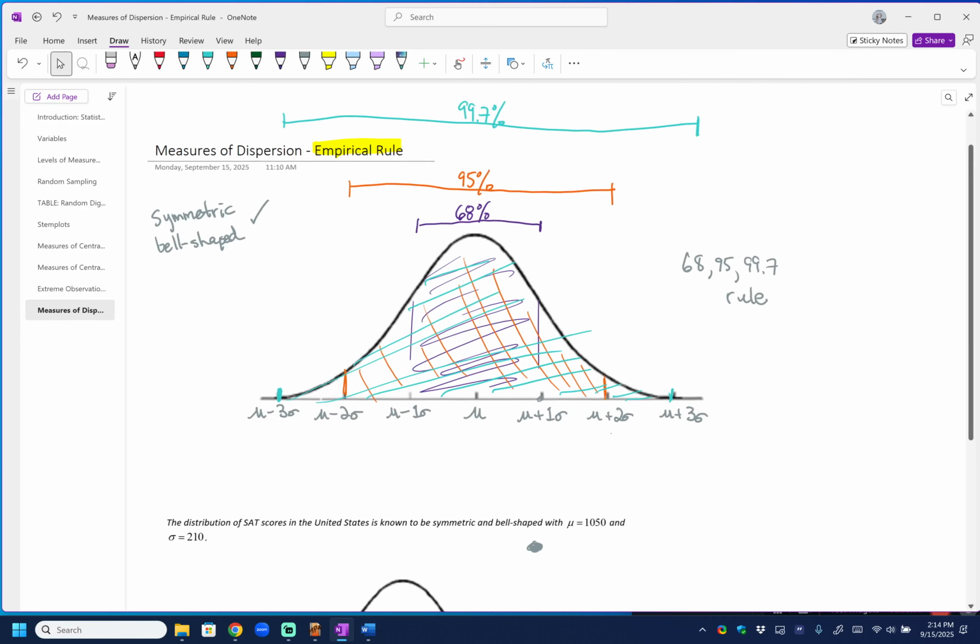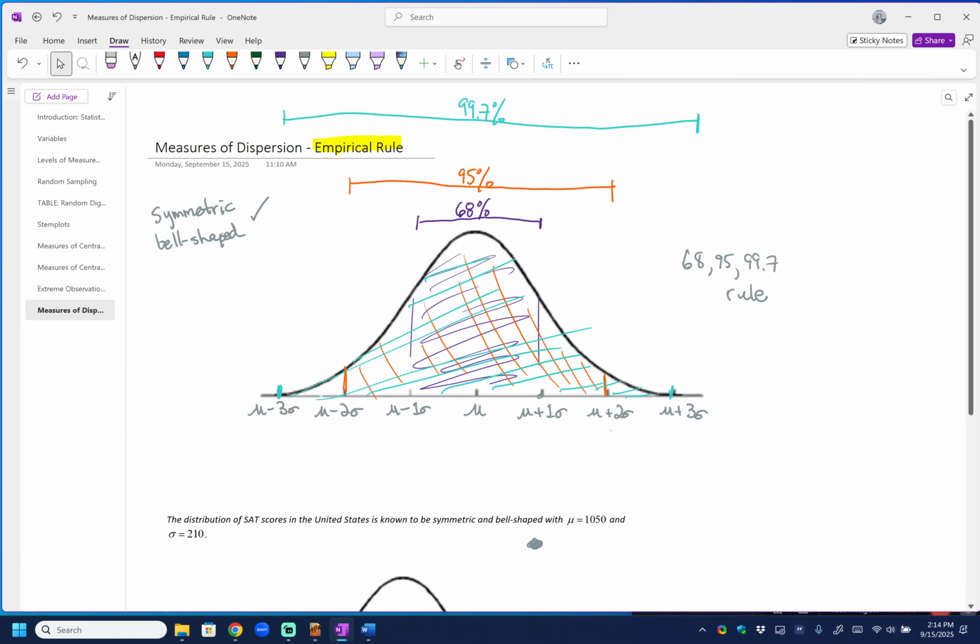Note that the empirical rule, which is the worded way to say this, is often, believe it or not, called the 68, 95, 99.7 rule. I've seen that in many textbooks. So basically, in summary, it's a way to describe the percentage of observations that fall between standard deviation markers in a curve from the mean.